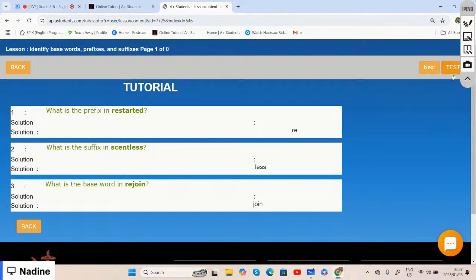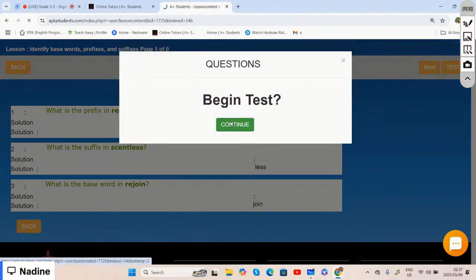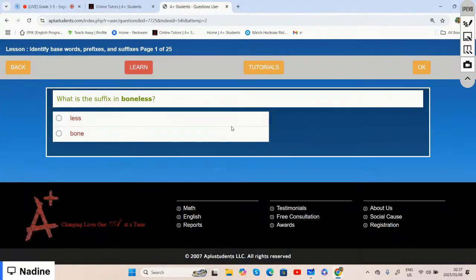Okay, we didn't get to this one. Now we're going to identify base words, prefixes, and suffixes, right? What is a suffix? Remember, a suffix is a word that you add at the end of the base word. Prefixes you add at the beginning of a base word, and a base word can stand on its own.